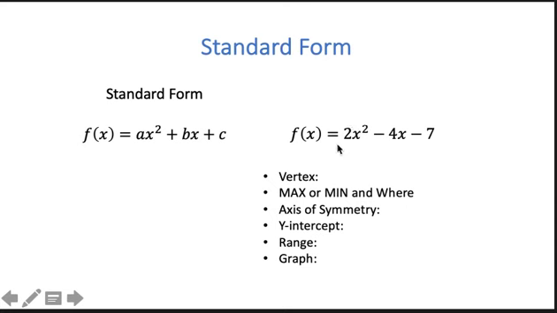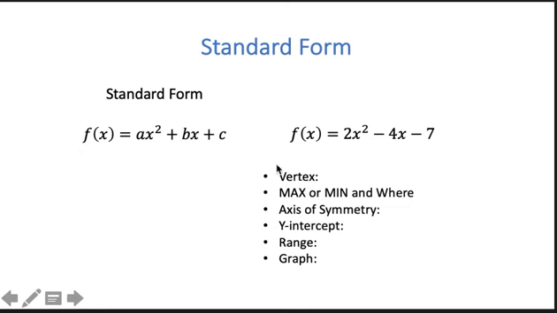Since 2 is positive, we know that this U is going to be facing up. So we say that this has a minimum value. Another question I can answer is the y-intercept, because the y-intercept is when you plug a 0 in for x. So I know the y-intercept is -7. Okay, so I already know 2 of those answers. But let's go through and talk about the rest of this.